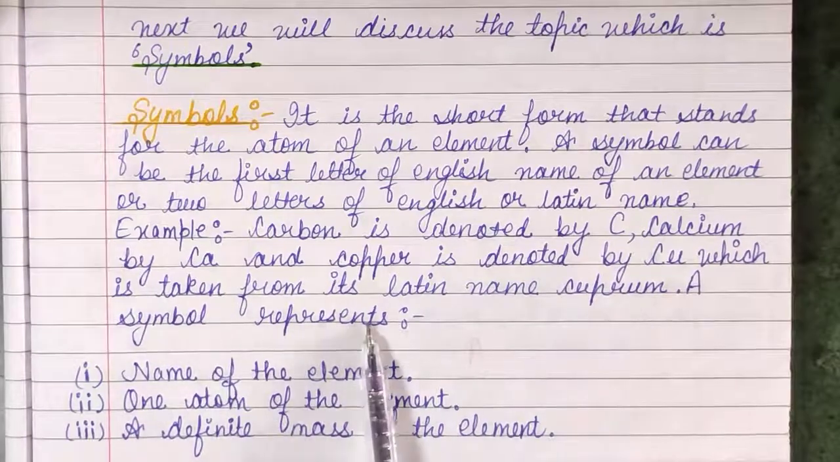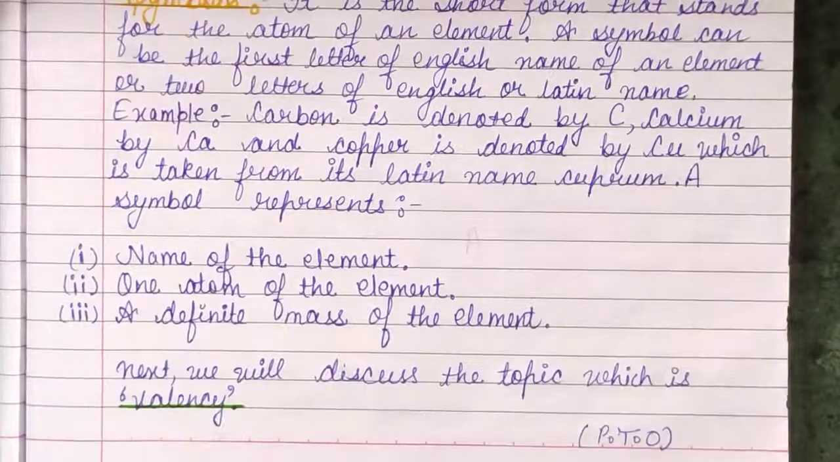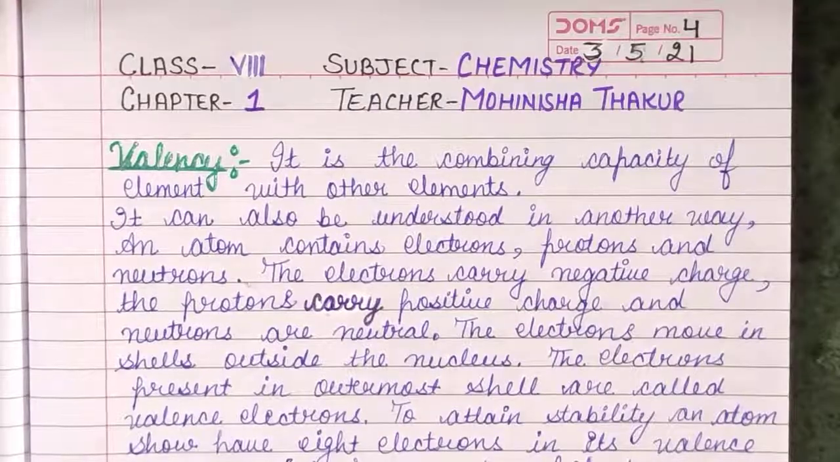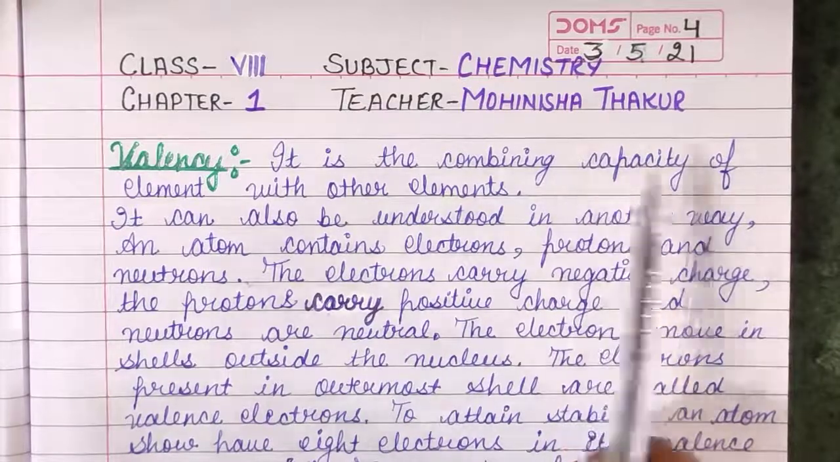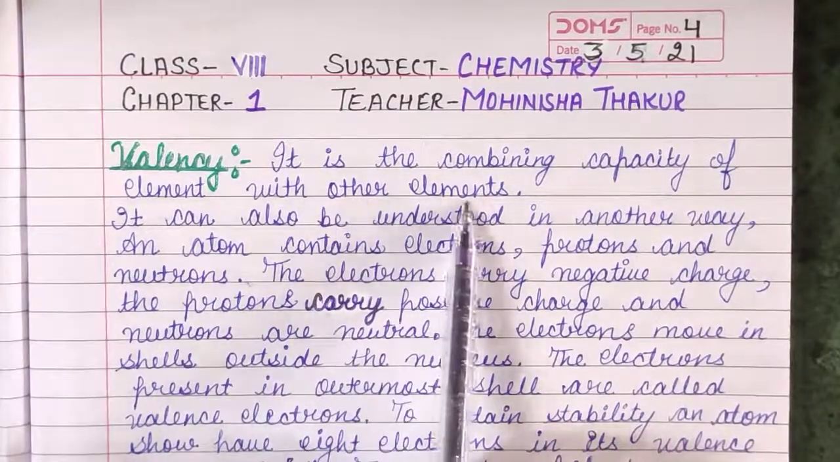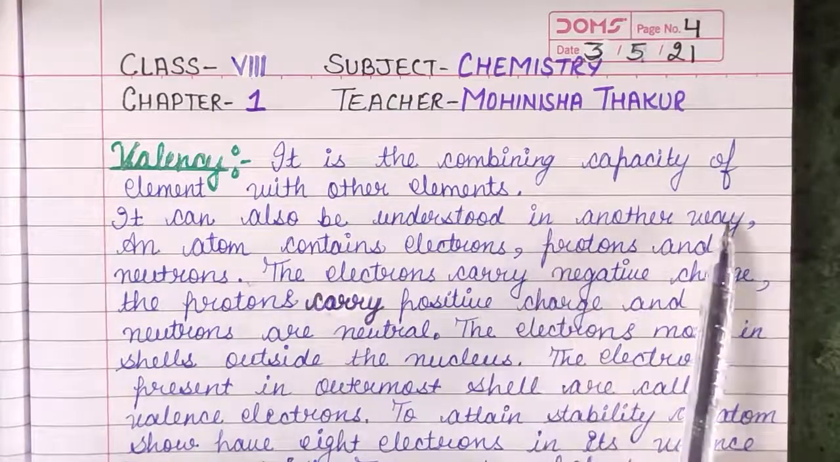A symbol represents: number 1, name of the element; number 2, one atom of the element; number 3, a definite mass of the element. Next, we will discuss the topic which is valency. So what is valency? It is the combining capacity of an element with other elements. It can also be understood in another way.